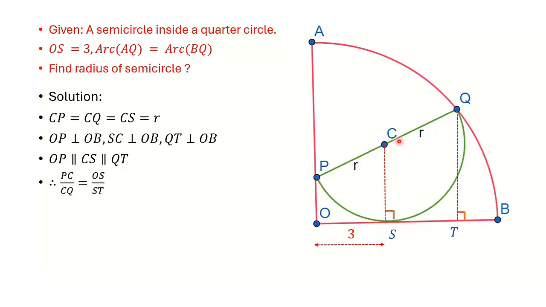Now PC is R and CQ is R. So this is R by R, which means 1. So OS by ST is equal to 1. This means OS is equal to ST. Now OS is given, that is 3 units. This means ST is known, this is also 3 units. So OS and ST both are equal and this is 3 units.